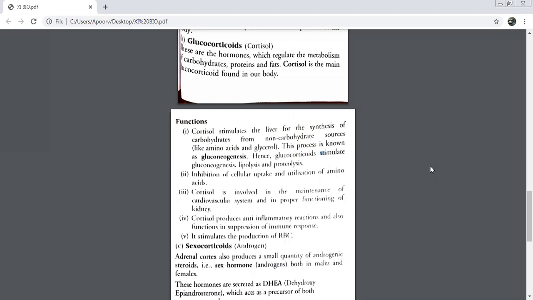And in suppression of immune response. What are immune responses? The responses against bacteria and viruses. Production of antibodies against foreign particles that enter the body. Yes, it is basically how your body is going to identify and then protect itself from these harmful foreign particles like bacteria and viruses.